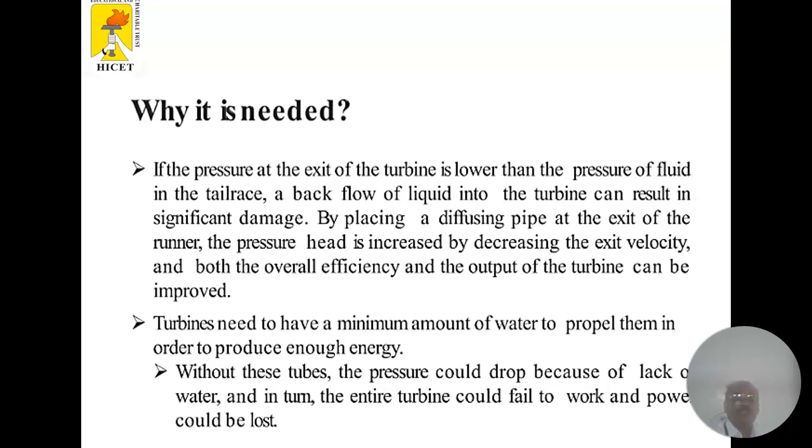Turbines need to have a minimum amount of water to couple them in order to produce enough energy. Without this draft tube, the pressure could drop because of lack of water, and the entire turbine could fail to work, and the power could be lost.